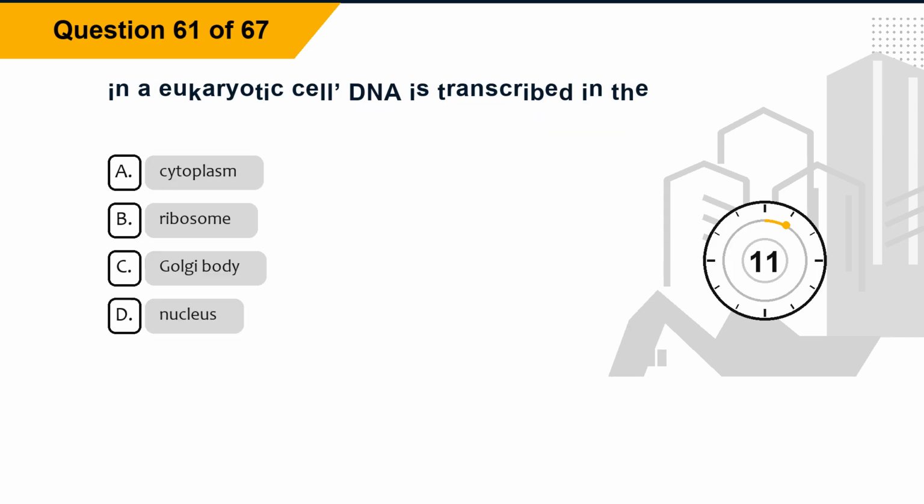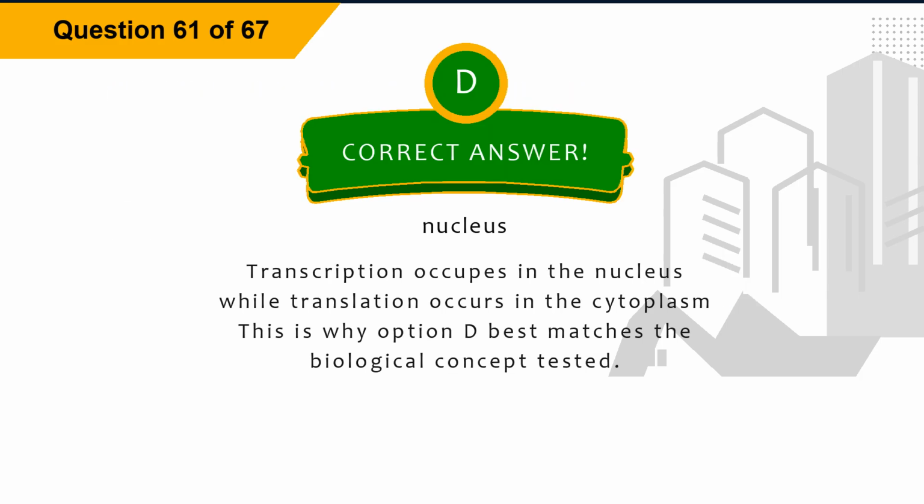Question 61. In a eukaryotic cell, DNA is transcribed in the option A, cytoplasm. Option B, ribosome. Option C, Golgi body. Option D, nucleus. The correct answer is option D, nucleus. Explanation. Transcription occurs in the nucleus while translation occurs in the cytoplasm. This is why option D best matches the biological concept tested.